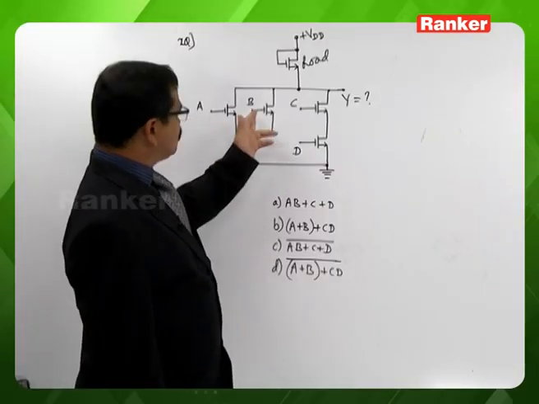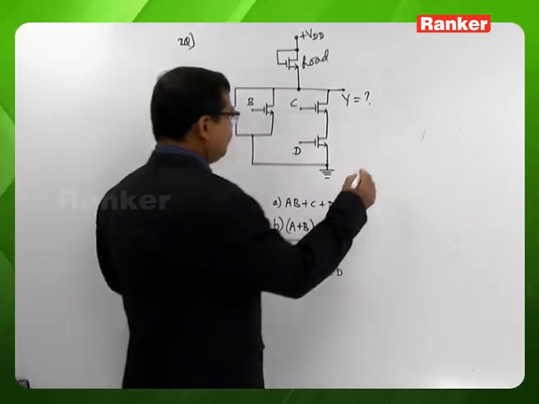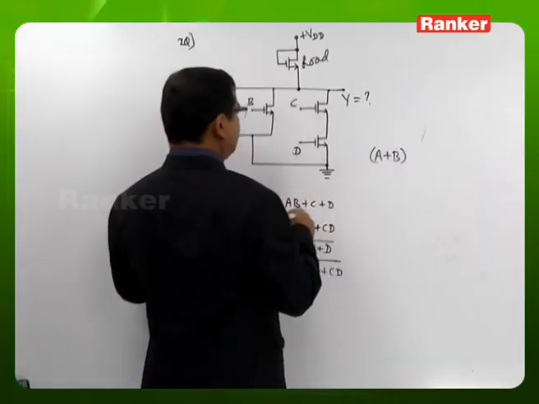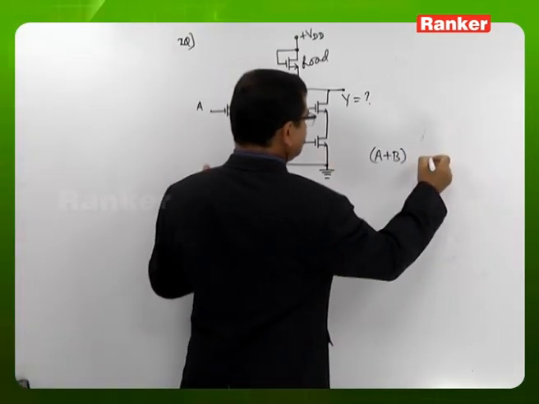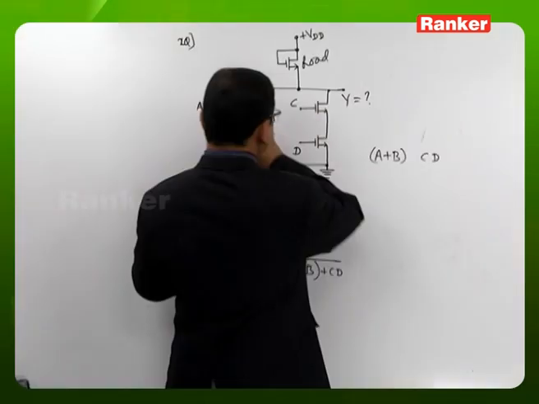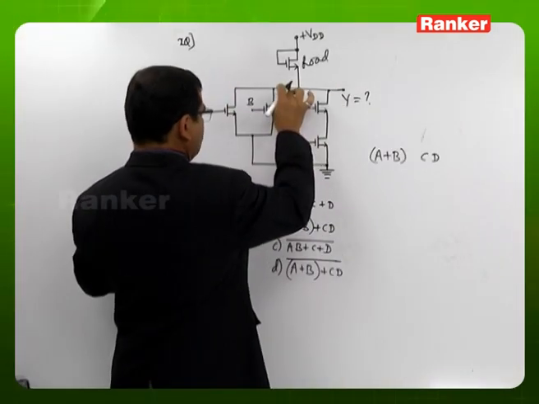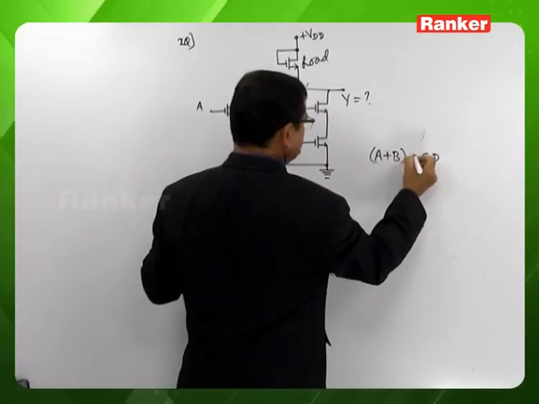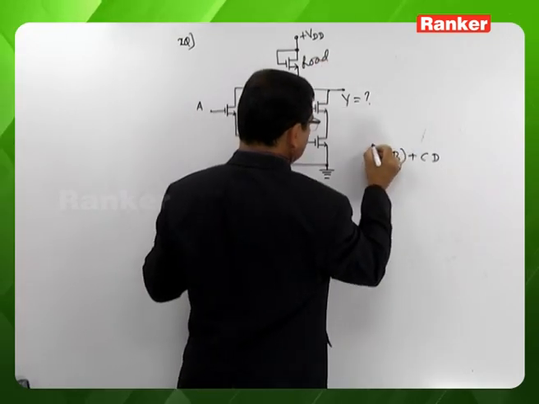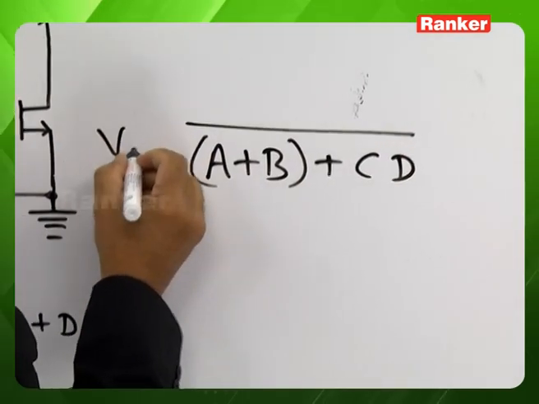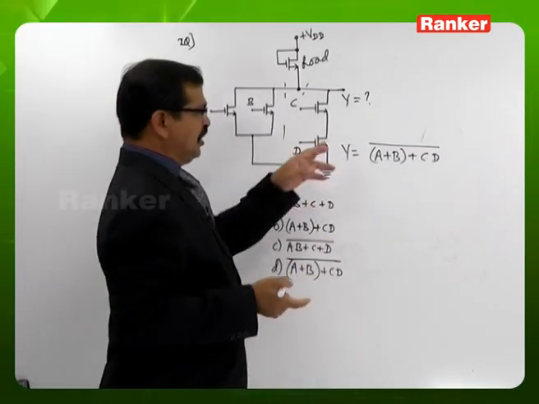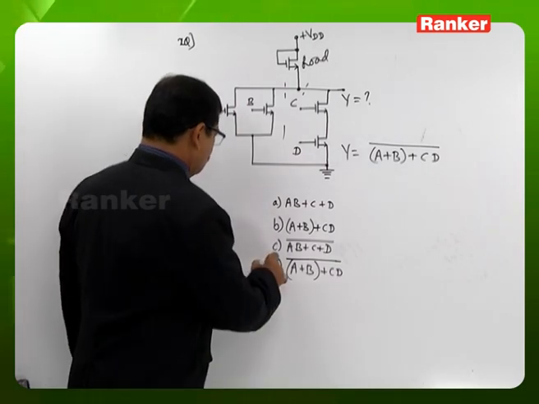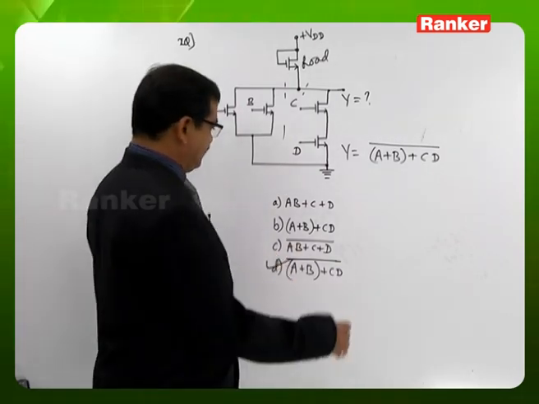Whenever two transistors are in parallel, it becomes an OR operation, and when two transistors are in series, it is an AND operation. We can look here, this is one block and this is another block. They are in parallel combined, so that is an OR operation. And because of the load, it is a total complement. Hence the Boolean expression we are looking at is (A + B + CD) whole complement. So the answer is option D.